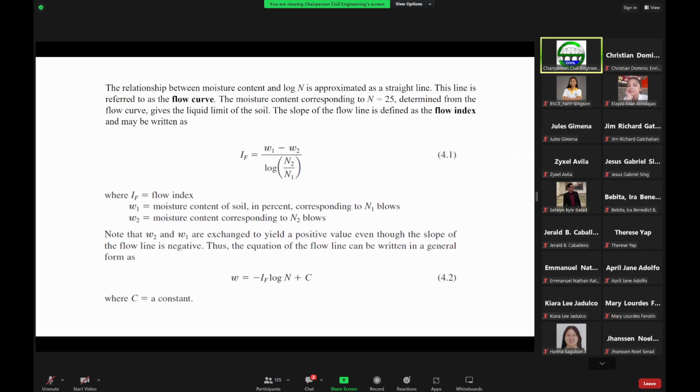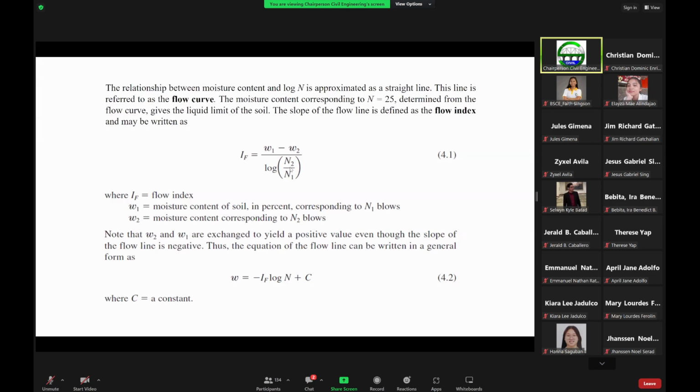Now this line is referred to as the flow curve. So the moisture content corresponding to an n value equal to 25, determined from the flow curve, would give us the liquid limit of the soil. The slope of the flow line is defined as the flow index, symbolized by I sub F. The flow index is equal to this formula here.